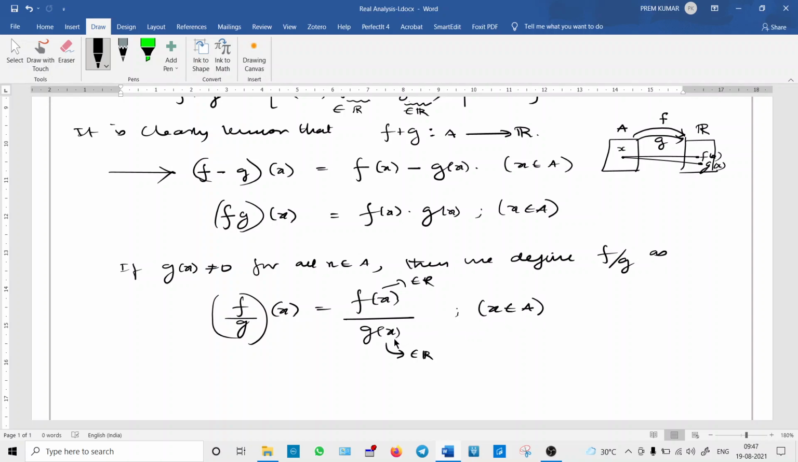Very important thing is, this g of x should not be equal to 0 for all values of x in A. Only then f by g is defined, because if g of x is 0, the value is undefined. So this denominator g of x must be non-zero. This function f by g is defined only when g of x is non-zero for all values of x in A.